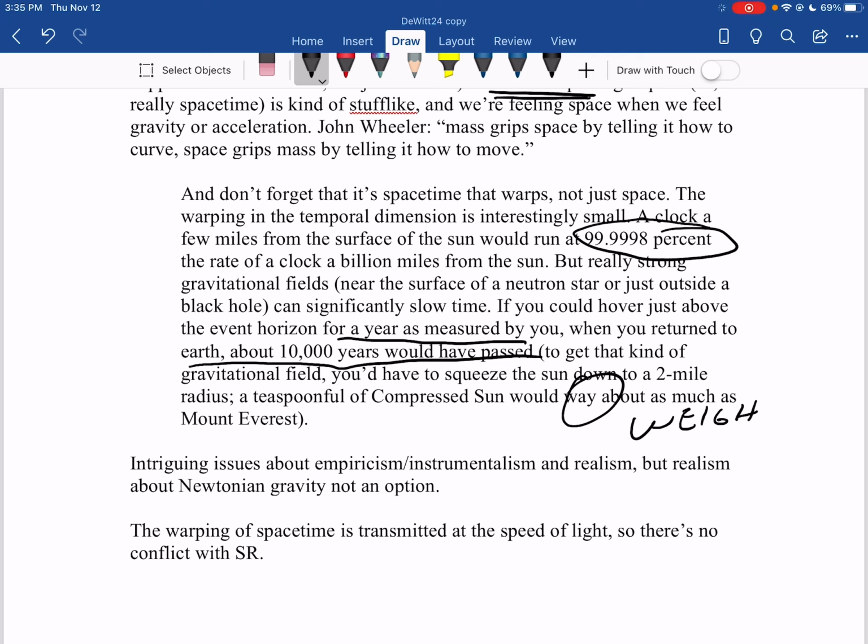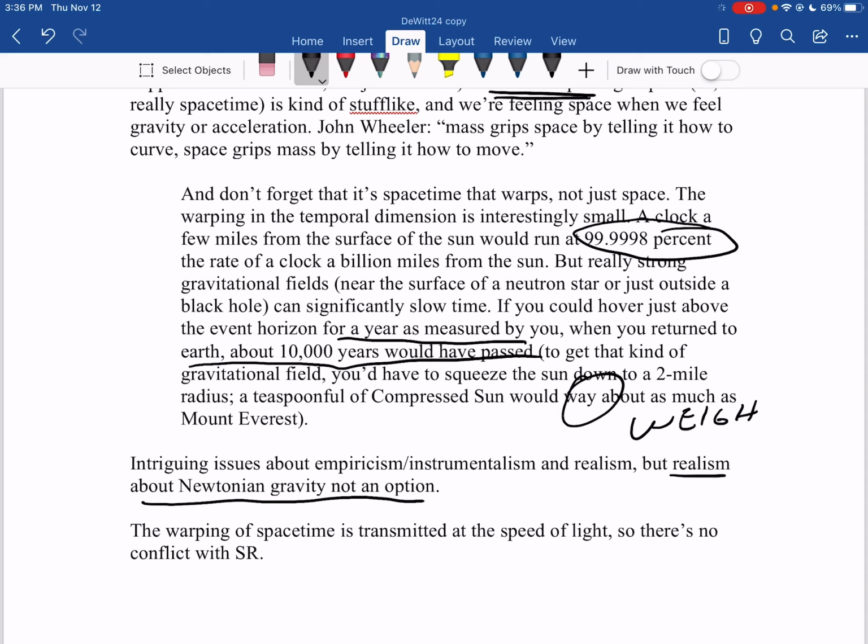Newton fainted at instrumentalism about gravity and fainted at realism about gravity. It's not clear exactly what he thought gravity was. It's not entirely clear what he thought space and time were. Were they things or aspects of God? In a 100 level class, we're not going to go into those details. But once we've got general relativity, realism about Newtonian gravity is not an option.